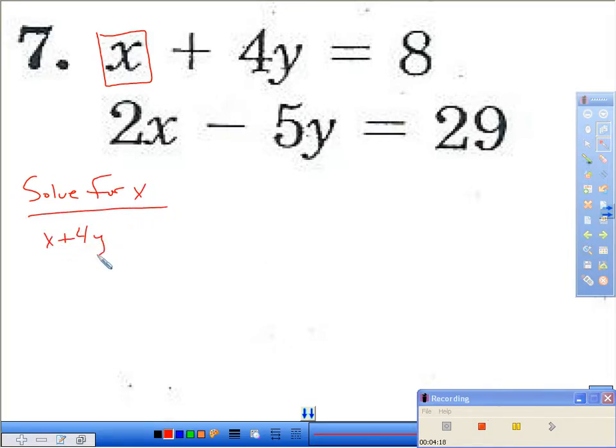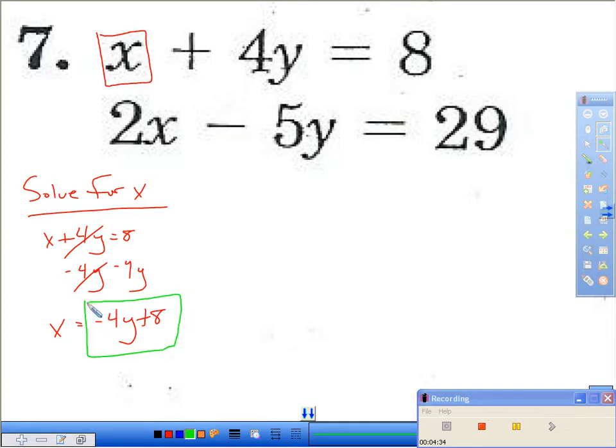X plus 4y equals 8. To solve for x, we need to take the one step of subtracting 4y from both sides. That's going to result in x equals negative 4y plus 8. So like on the last problem, since x is equal to negative 4y plus 8, that tells us that these are interchangeable parts. I can substitute this expression in for x anytime I see x in this system of equations.